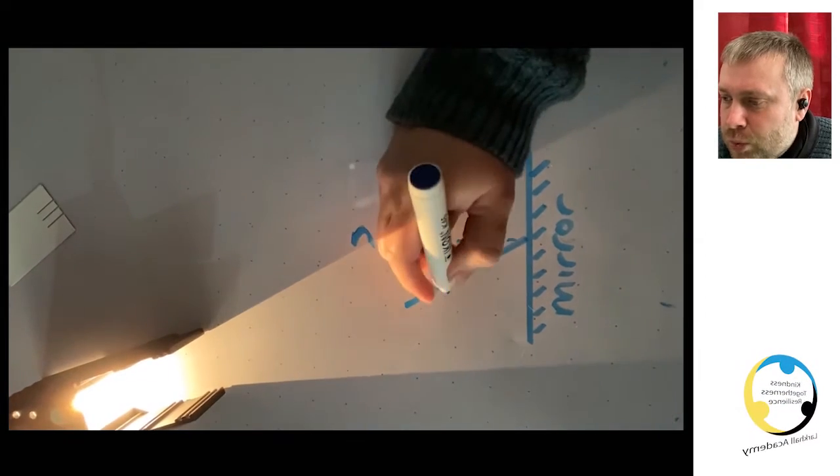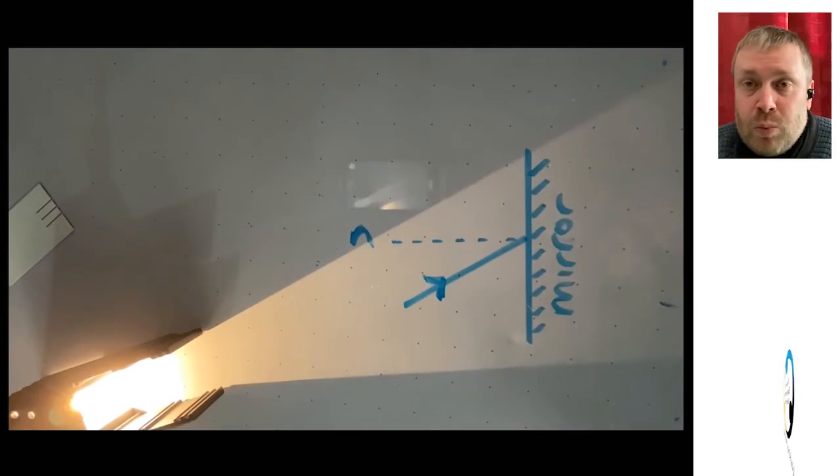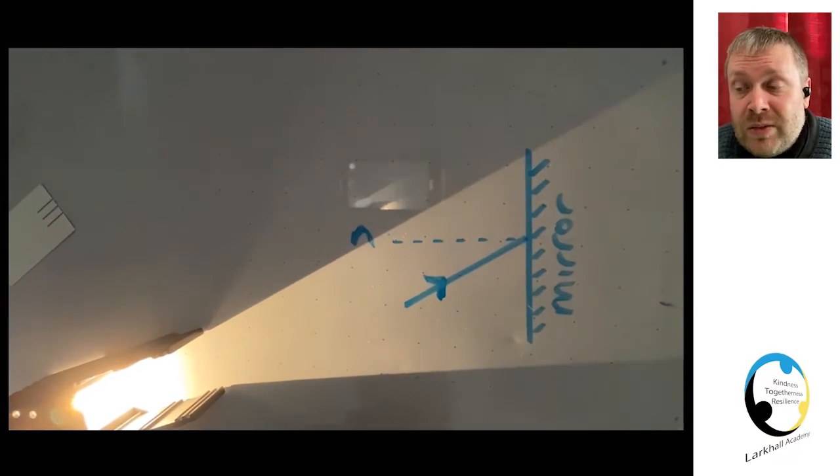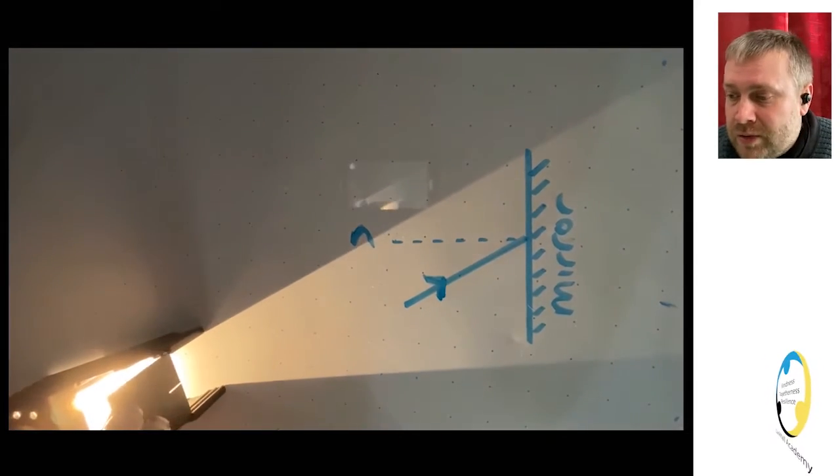Now it's important when we draw our rays of light that we draw a little arrow on them so that it's basically showing us which way that ray of light is travelling. Otherwise we've just got a line. We don't know whether the ray of light is coming in or the ray of light is leaving.